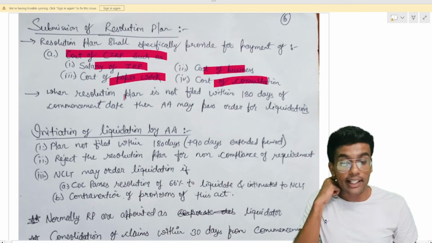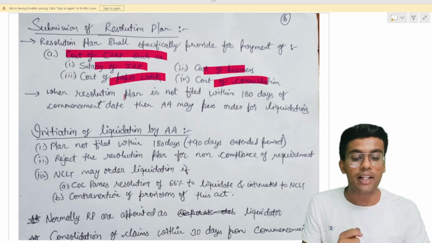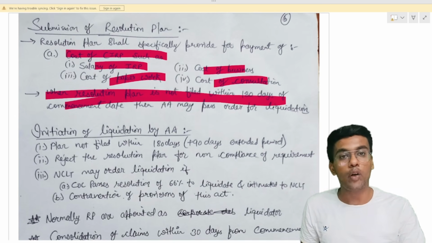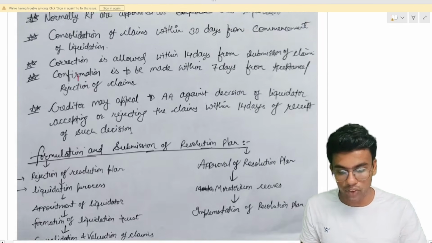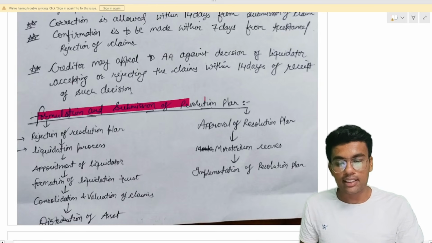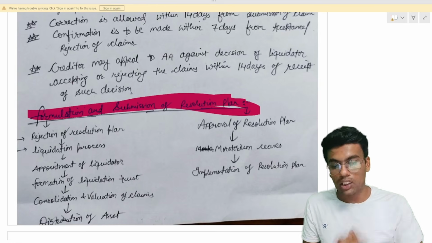All these are to be mandatorily mentioned in the resolution plan. When resolution plan is not filed within 180 days of commencement date, then AA may pass order for liquidation. This is an important timeline. Please be careful about this. Now, initiation of liquidation. Before this, let us discuss formulation and submission of resolution plan first, and how the process will start.